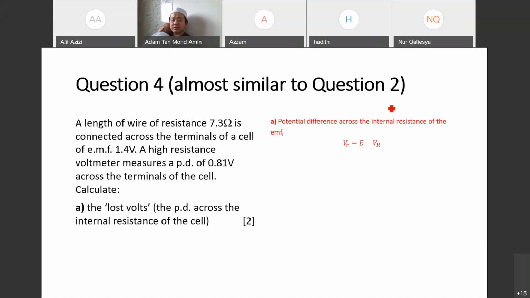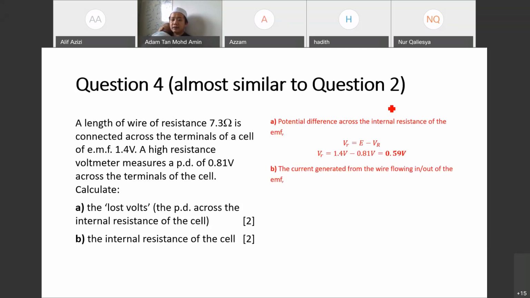Okay. So potential difference across the internal resistor sama. So you just use the same equations dalam question 2. So the answer is 0.59 volts for the potential difference of the internal resistor. So the value of the resistance sama juga. First you calculate current and then you calculate the internal resistance using V equals IR, you get 5.3 ohms.